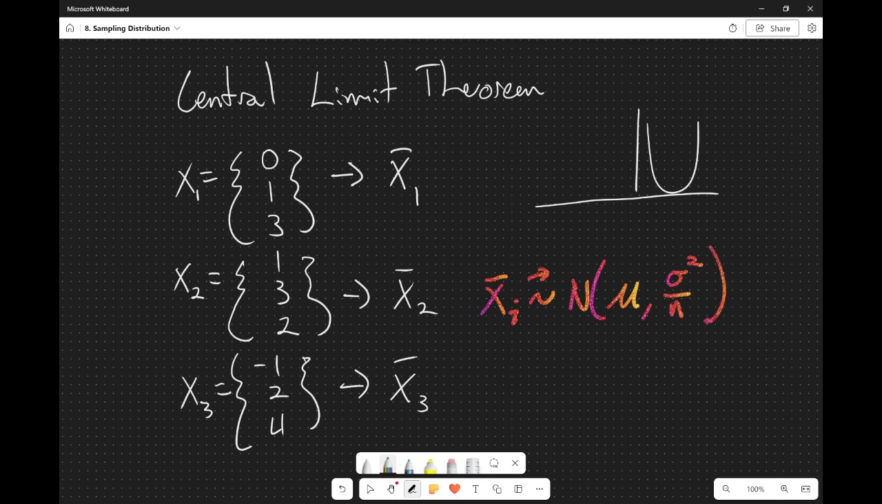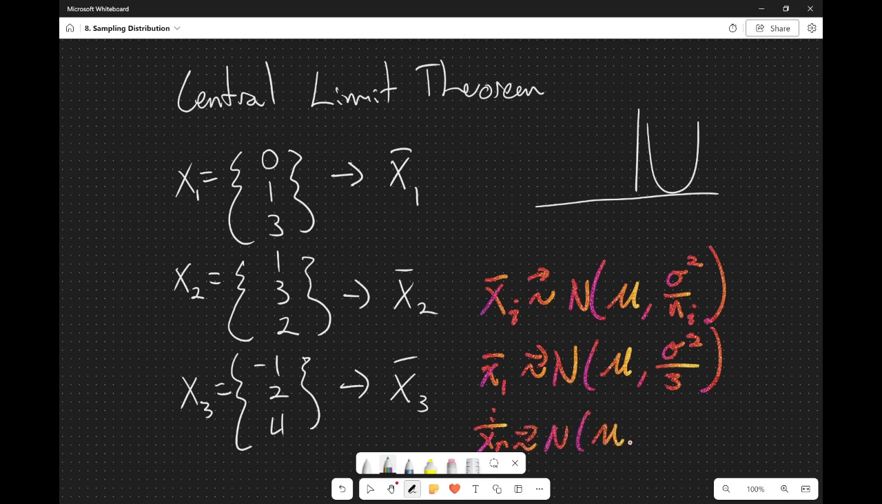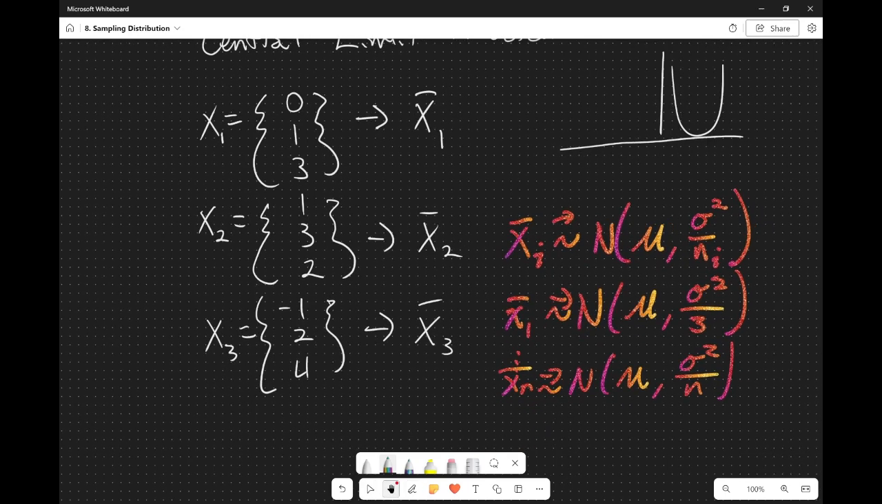So every single one of these, x bar i, the mean under our x1 here is going to be distributed asymptotically normal with the true population mean and our population variance divided by, excuse me, that should have been 3, because there's 3 in this sample. And it'll be the same for x n. It'll be asymptotically normal with center mean mu and sigma squared over n. And this is the central limit theorem.